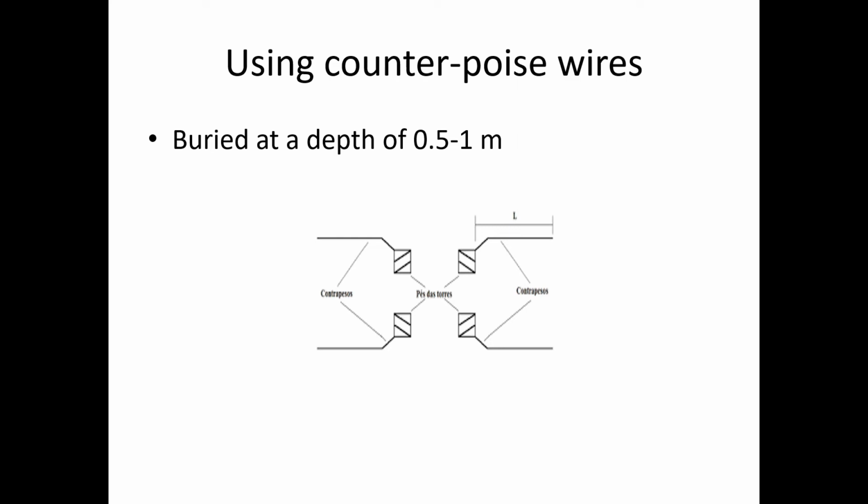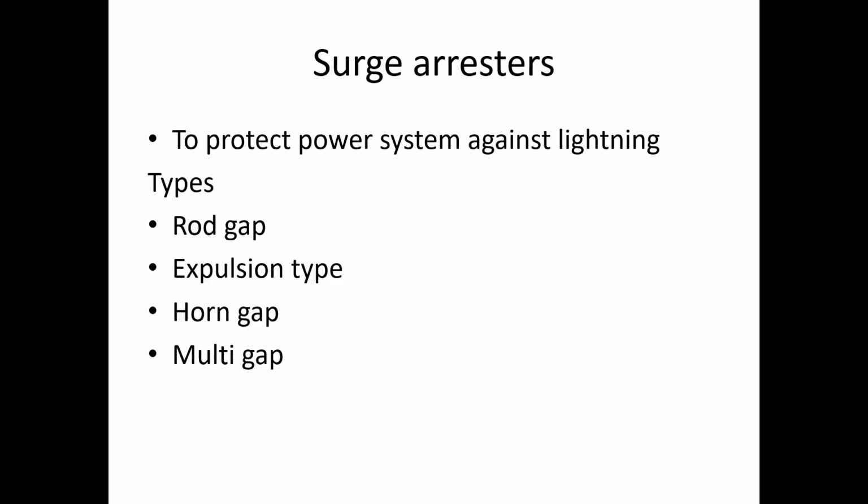Now, it is mostly used for protection against line to ground faults, so the tower footing resistance also should be very low. The counterpoise wires are made of galvanized steel wires. It is also used in power system protection against traveling waves, which are also caused by lightning. The major device, known as a surge arrestor or lightning arrestor, is used for protection against lightning.